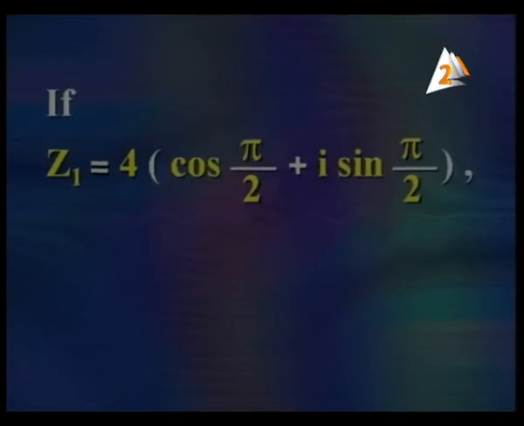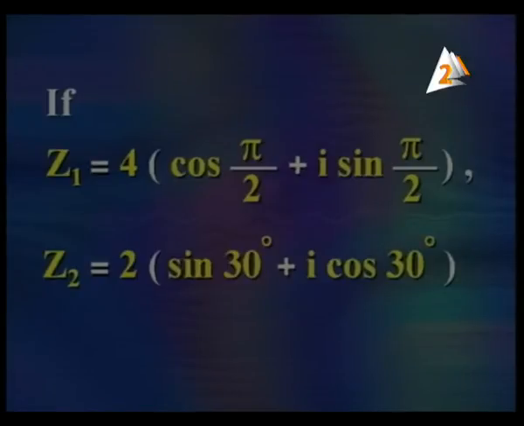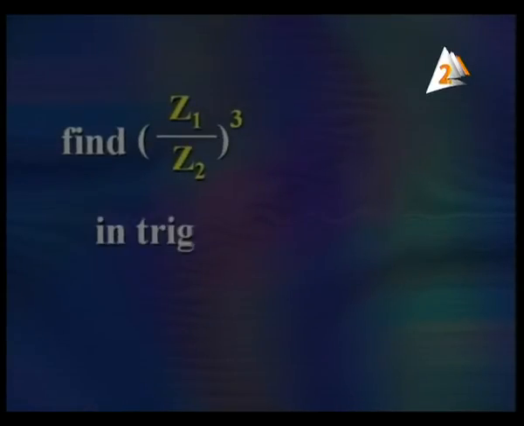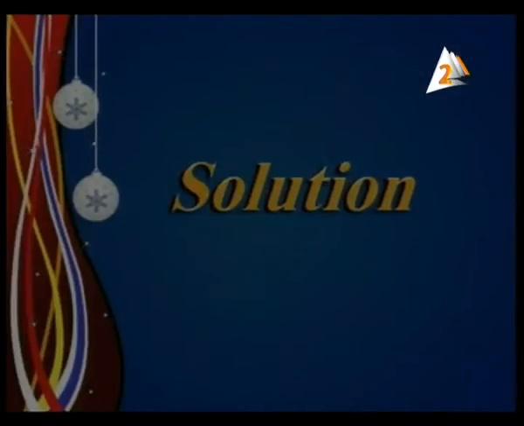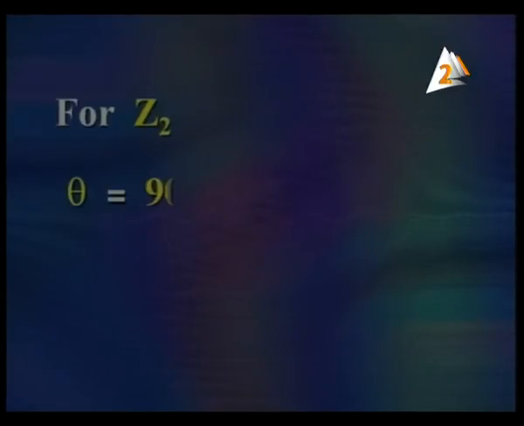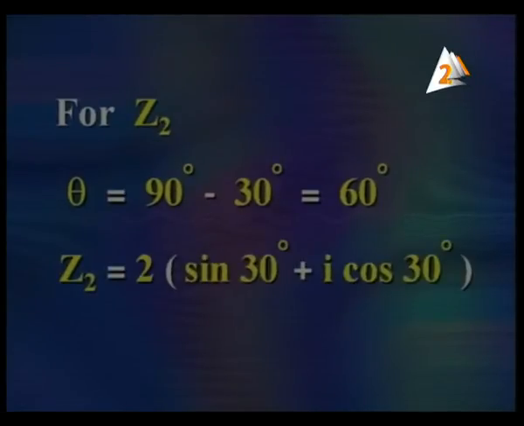z1 equals 4 multiplied by cosine pi over 2 plus i sine pi over 2. z2 equals 2 multiplied by sine 30 plus i cosine 30. Find z1 over z2, all to the power 3, in trigonometric form. Solution. For z2, theta equals 90 minus 30 equals 60 degrees, so we represent z2 as 2 multiplied by cosine 60 plus i sine 60.